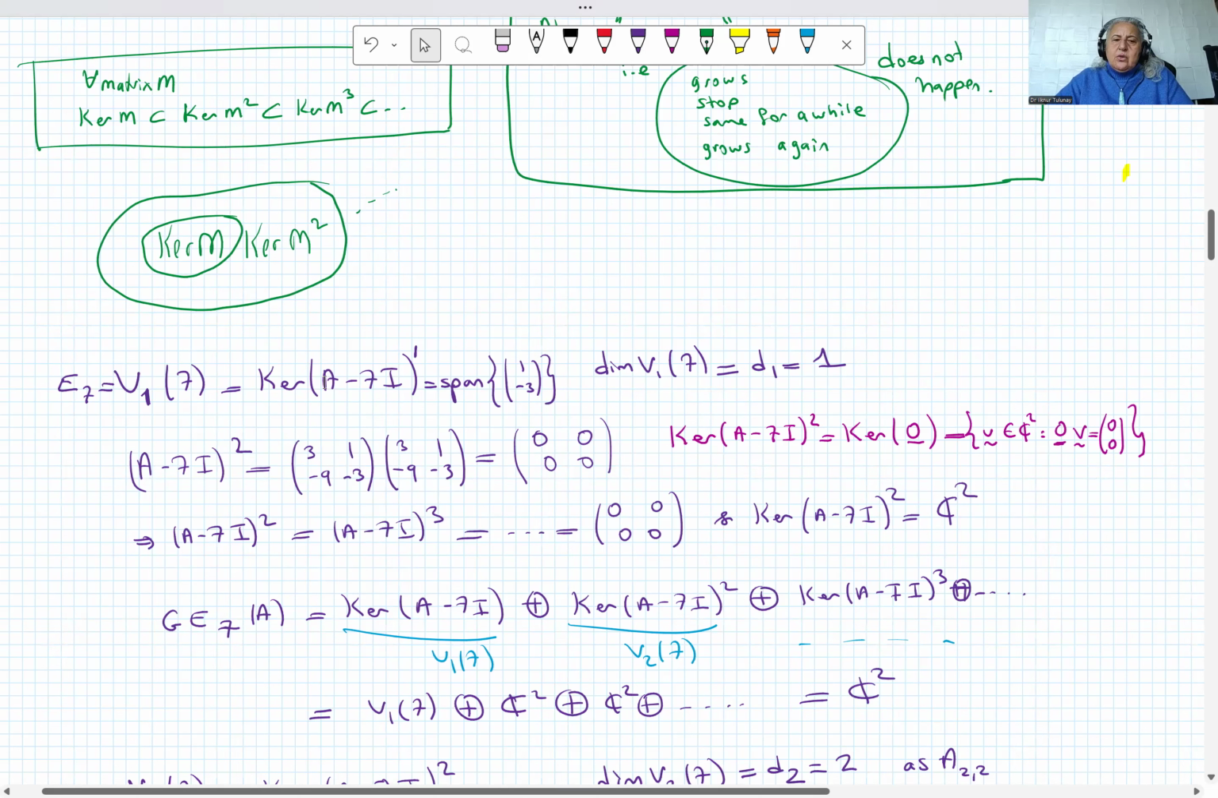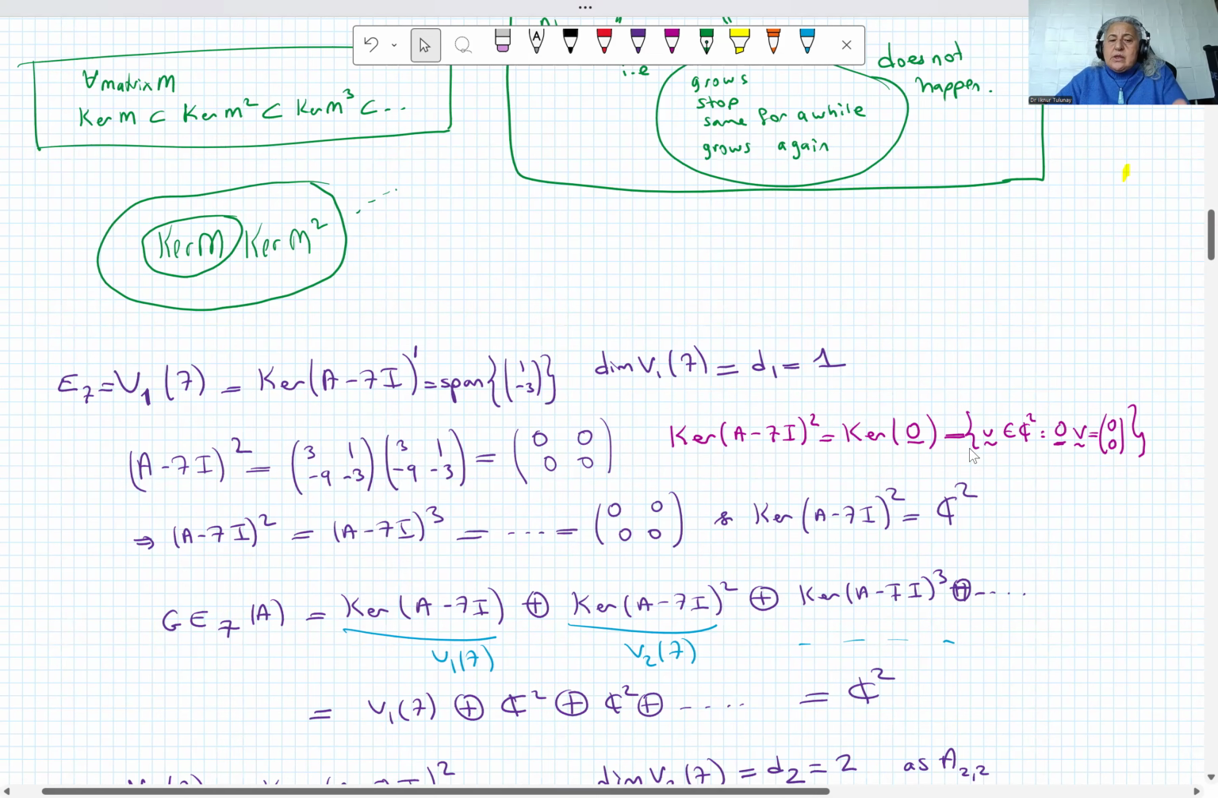Now we are looking at the square, for k equal to 2. We would like to understand the square of this operation, A minus 7I squared. If you multiply this matrix by itself, you find the zero matrix. The kernel of the zero matrix is the whole space, because whatever vector you multiply with the zero matrix, you always get zero. So this space contains every vector. This space is already C2, and everything afterwards is always C2.